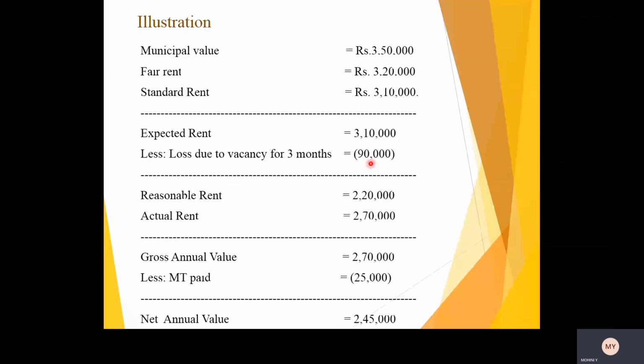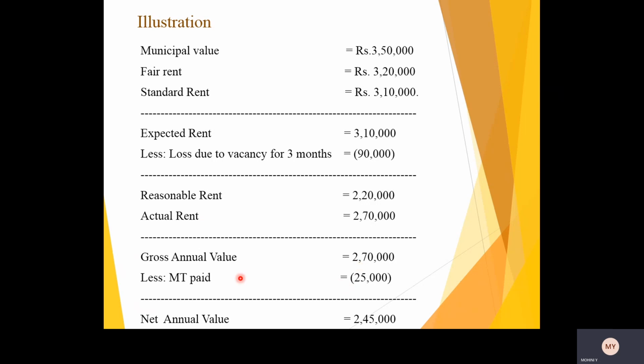90,000 is your loss. You will subtract this, then you will get the reasonable rent. Now the next is actual rent. So actual rent is 9 months into 30,000, because it was given on rent for only 9 months at the rate of 30,000 per month. So 9 into 30,000 is 2,70,000. Now you will take the higher of that amount. So higher is 2,70,000. So gross annual value is 2,70,000.